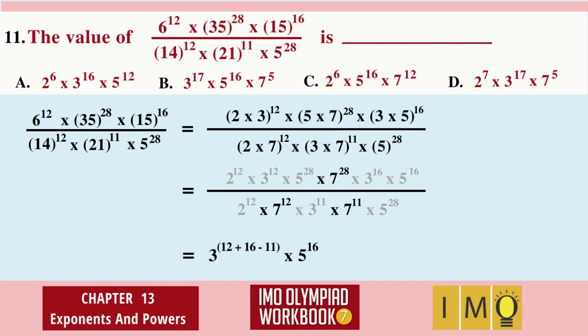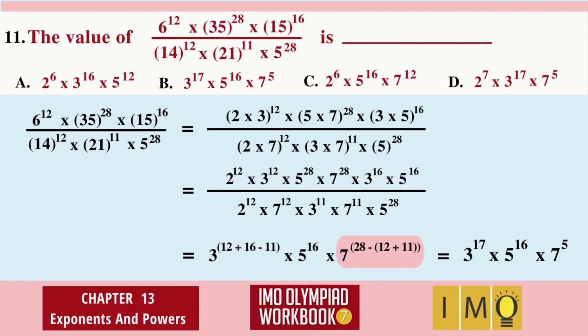Finally, we'll consider terms with the base of 7. 7 to the power of 28 in the numerator and 7 to the power of 12 into 7 to the power of 11 in the denominator will become 7 to the power of 28 minus (12 plus 11). Simplifying this further, we get 3 to the power of 17 into 5 to the power of 16 into 7 to the power of 5. So our right option is option B.